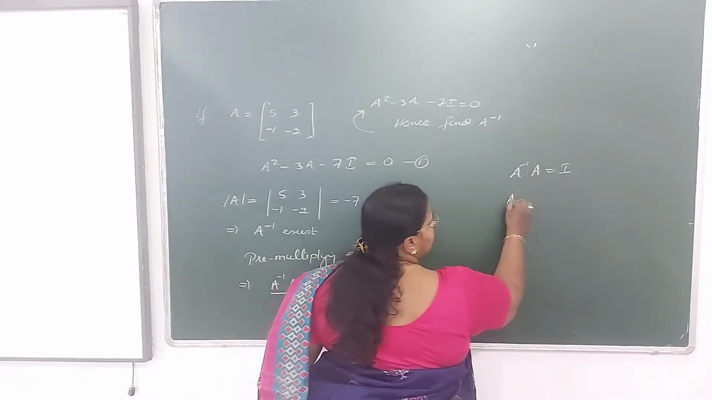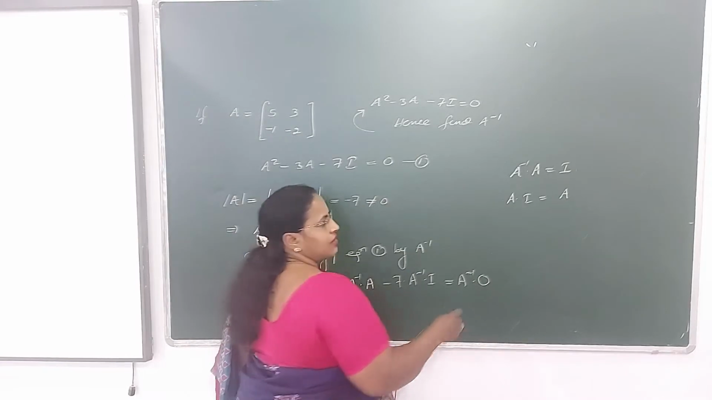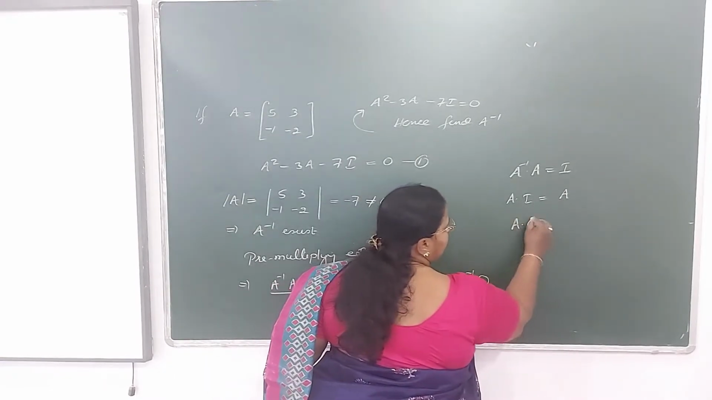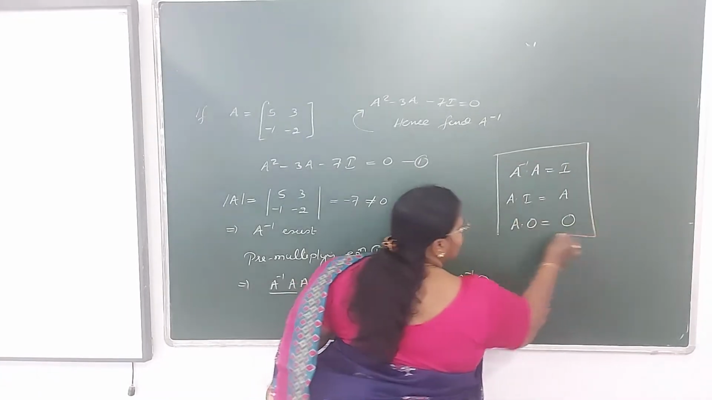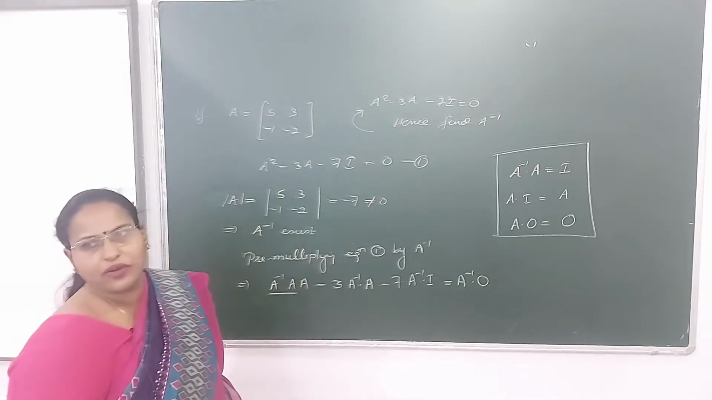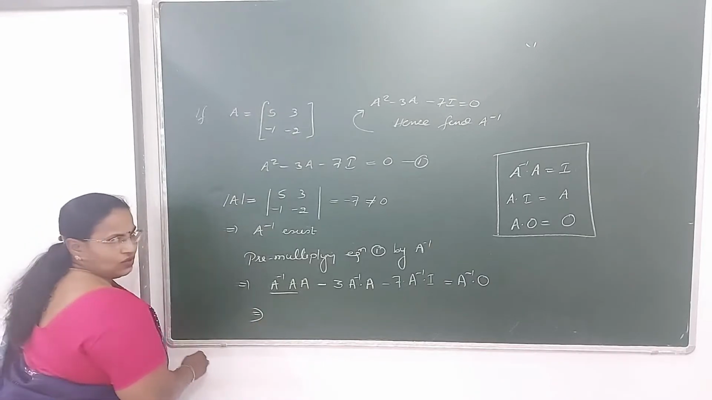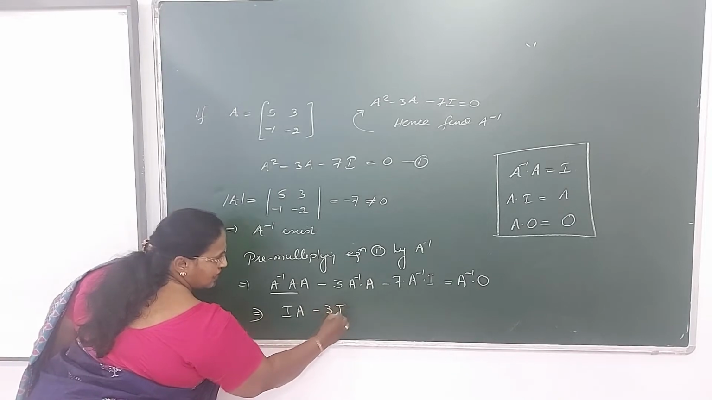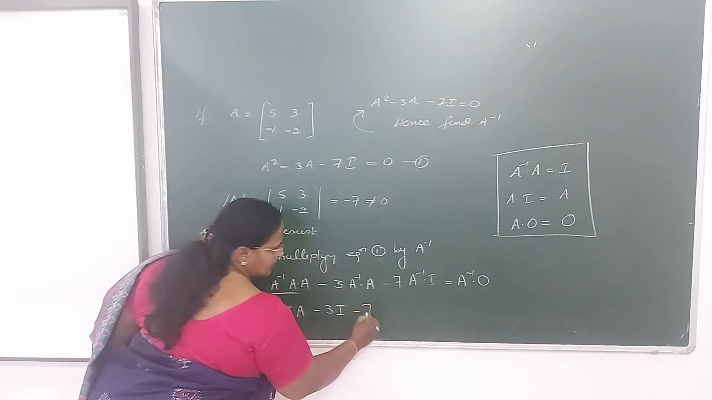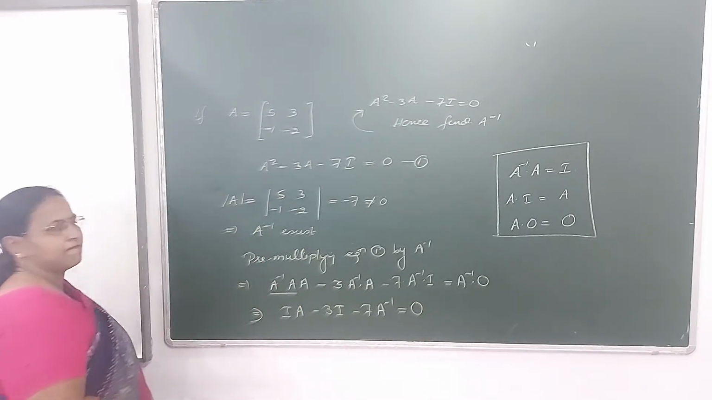When a matrix is multiplied by identity, the result is the matrix itself. When a matrix is multiplied by a null matrix, the result is a null matrix. So all these important concepts you will be requiring here. According to that, you will be substituting the values. So here it is I A minus 3 times I minus 7 times A inverse is equal to null matrix.